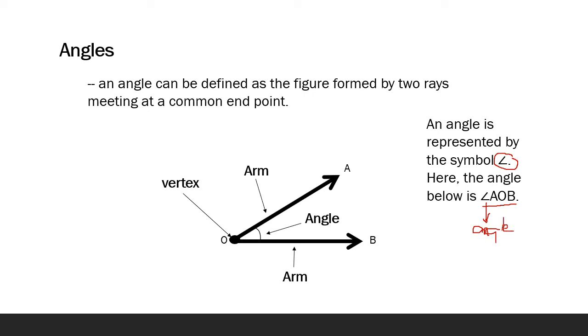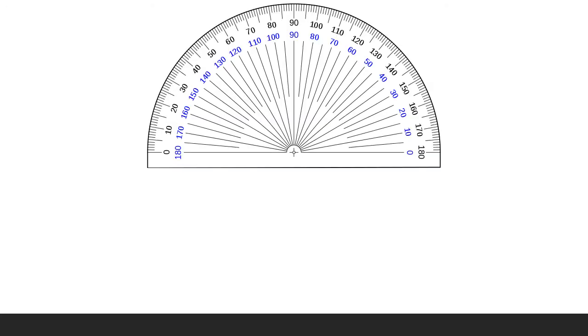Okay. So how do we measure an angle? We use a special tool called the protractor. The protractor is for us to know the angle of a figure. For example, we will be drawing a circle in between, and we will be starting from this point. This is the common endpoint of the two rays. From this point, it is read as 0.